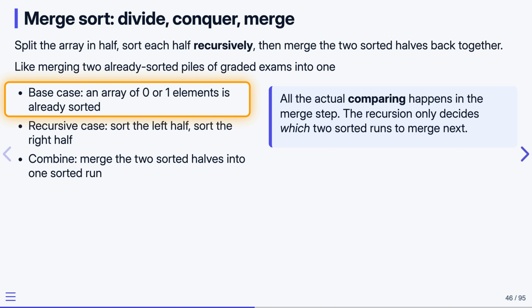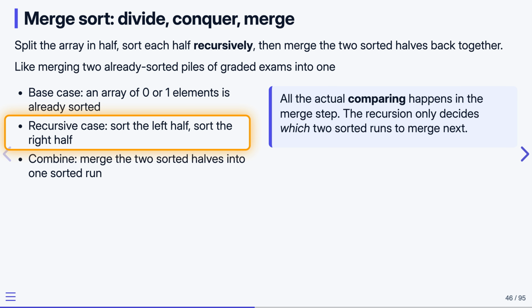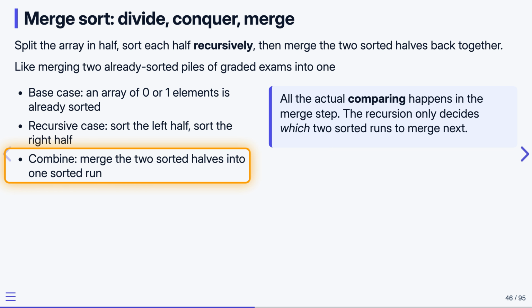The base case is tiny. An array of 0 or 1 element is already sorted, so there is nothing to do. The recursive case does the splitting. We sort the left half, then sort the right half, each the same way. Then we combine. We merge the two sorted halves into one longer sorted run.